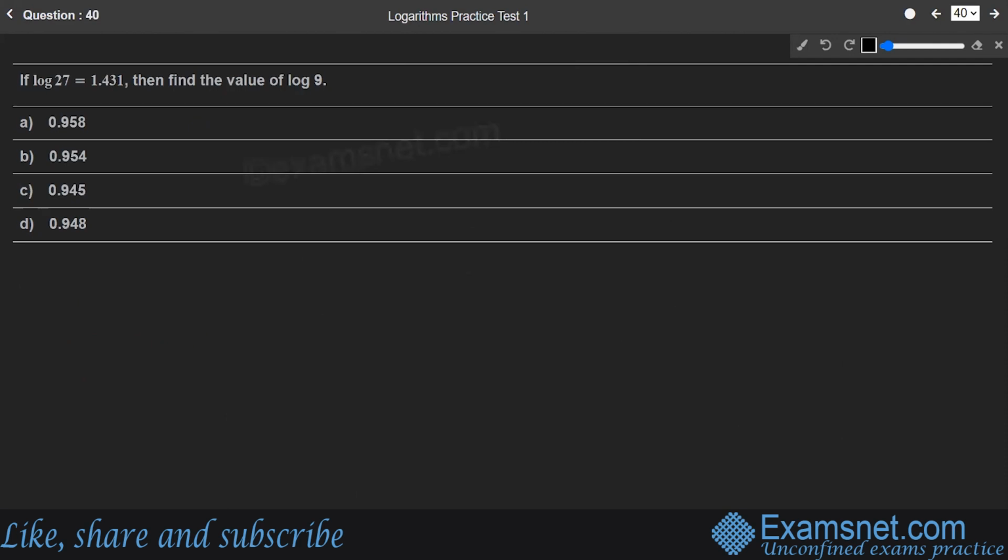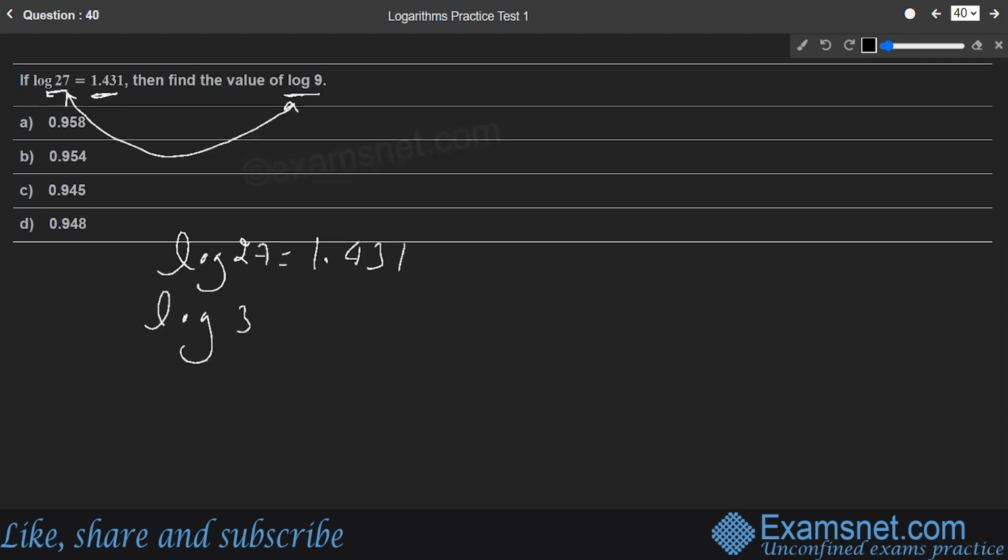Now, log 27's value is 1.431, then find the value of log 9. Clearly there is no direct situation that can be applied. Log 27 is given and we have to find log 9. The basic connection between 27 and 9 is that both can be manipulated in the power of 3. So let us start with what is given: log 27 is equal to 1.431. Log 27 can be written as log of 3 cubed, equal to 1.431.